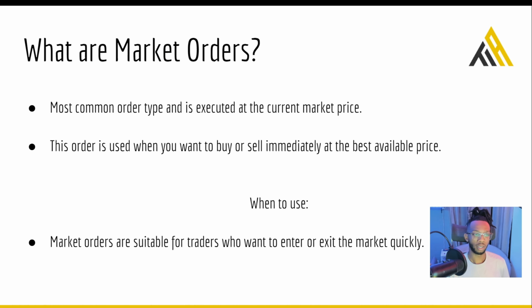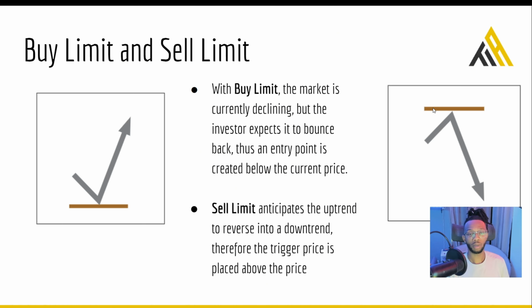Now, the next kind of trade that we're going to talk about are different types of pending orders. We're going to talk about a buy and sell limit. On the left-hand side, we'll start with the buy limit. With a buy limit, the market is currently declining, but the investor expects it to bounce back. Thus, an entry point is created at a certain price. As you can see here, price is all the way up here, but we set our buy limit right here. So price came down, bounced off, activated our buy limit, and bought right back up.